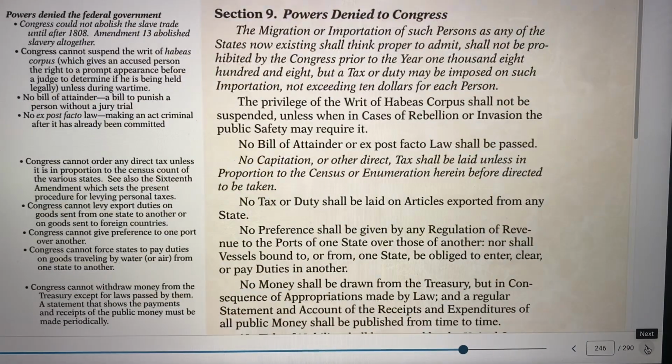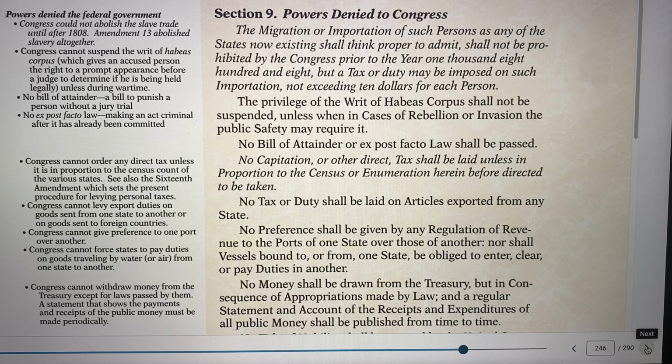So let's go on. Powers that are denied to Congress. What can Congress not do, as specified by the Constitution in Section 9? Powers denied, and I'm reading from over here because this is where you're going to look if you're doing your test or your worksheet on this. It tells exactly. Powers denied. Congress may not abolish the slave trade until after 1808. So they had the slave trade until 1808, then Amendment 13 abolished slavery altogether.